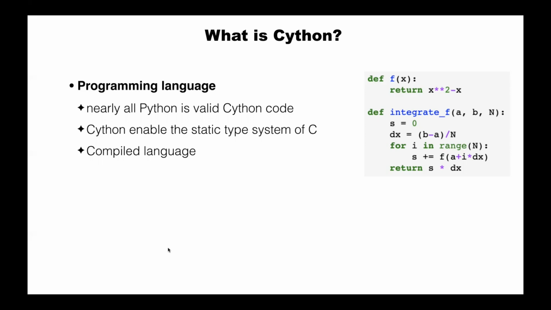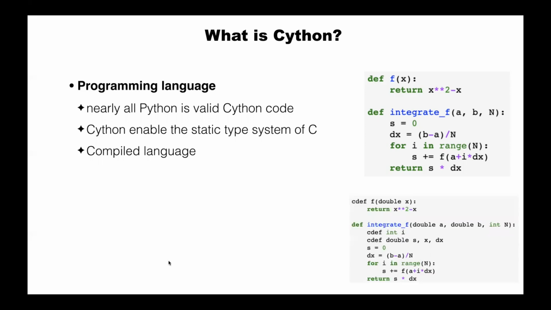But in addition, Cython can enable the static type system of C. For example, in the figure on the lower side, this is exactly the same function as on the upper side, but we include some static typing, like the cdef, s, x, and dx. The static typing over here is actually the key to speed up our code.